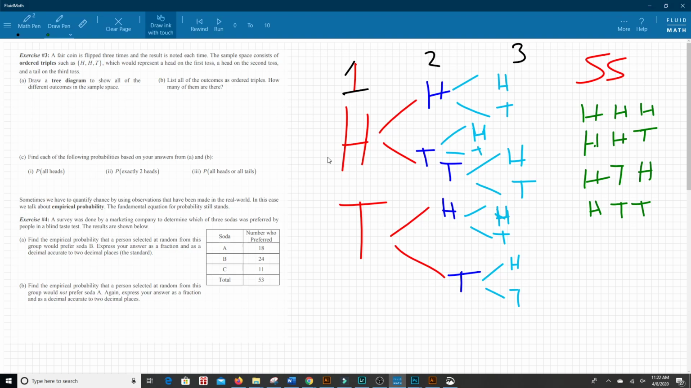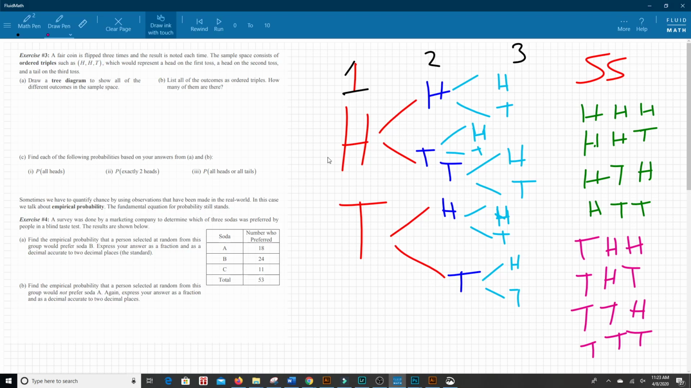Then for my second set, I get tails. Let me do it again. Do a different color, pink. Tails, head, head, and tail, heads, tail, and then tail, tail, heads, and tail, tail, tail. Good. Right. Fix this one right here. Okay, that's what we have. That's our sample space.